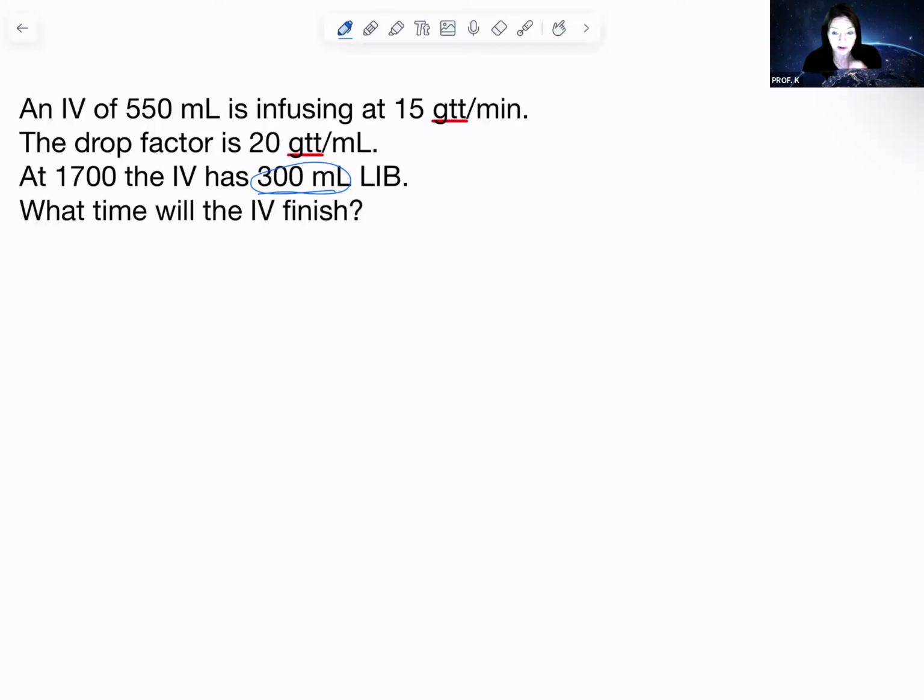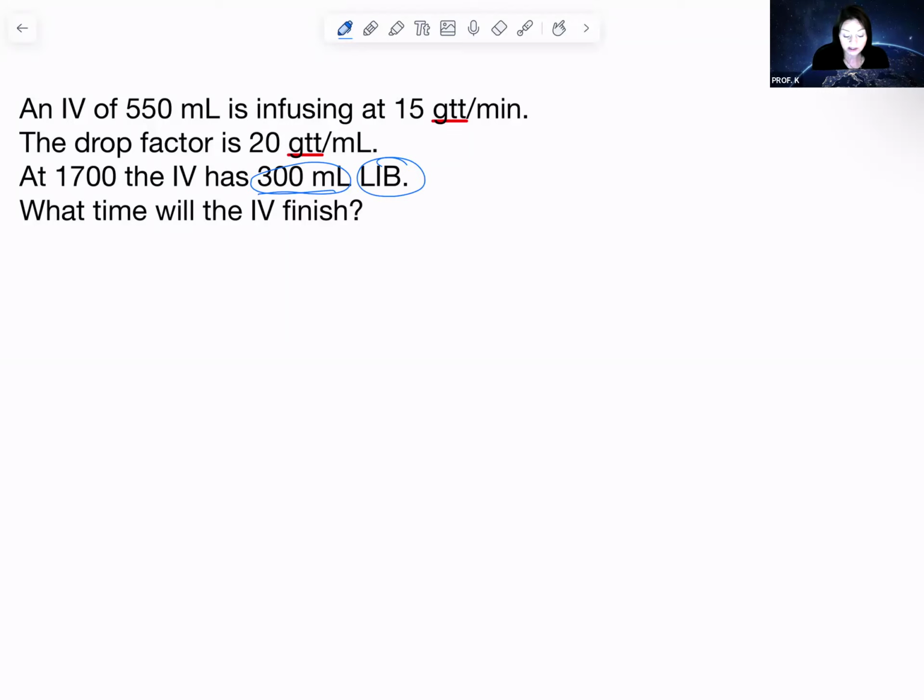I got a different answer, Carmen. It only has 300 milliliters left in the bag. And I need to know what time it's going to finish because I need to know when I need to come back with a brand new IV bag so it doesn't go dry. So at 1700, I walk in the room and there's only 300 milliliters left in the bag.